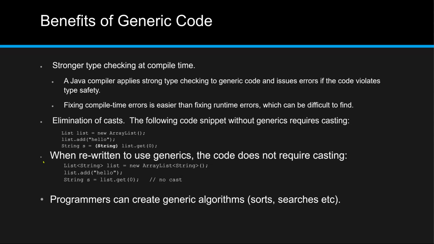So for example, here we've got an array list, right? We can add a string, but when we bring it out, we have to cast it. With generics, we don't have to do any casting because our array list is of type string and can only take strings. So when we pull something out, we know we're getting a string.